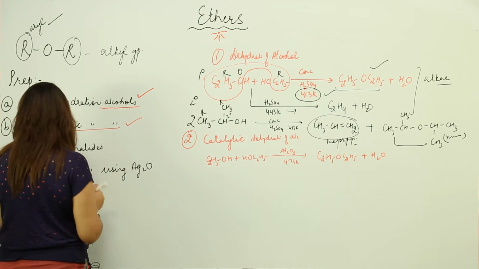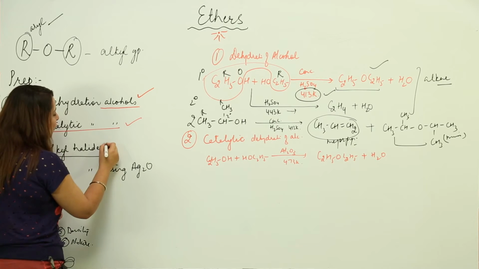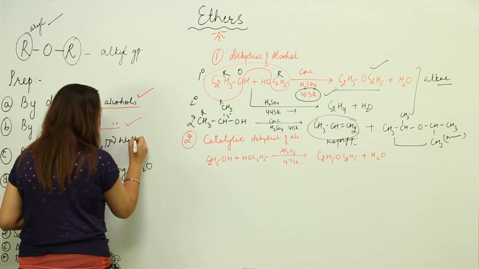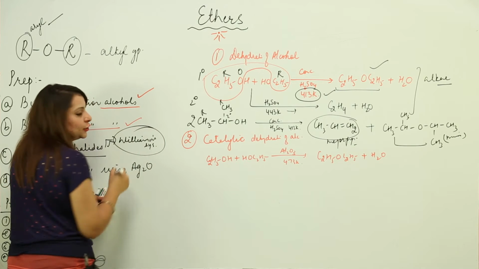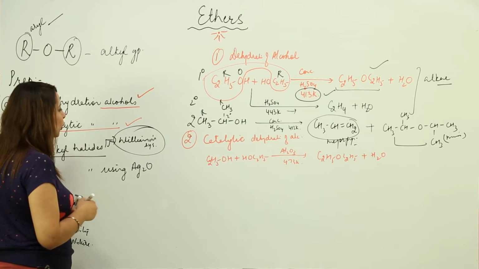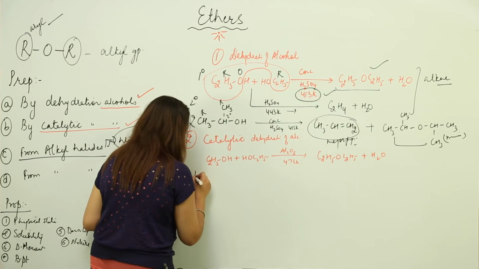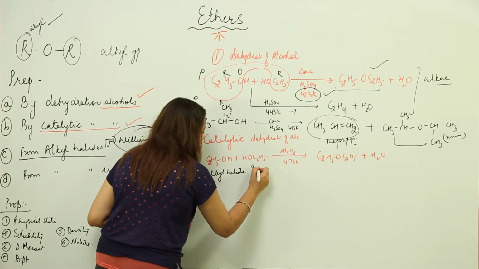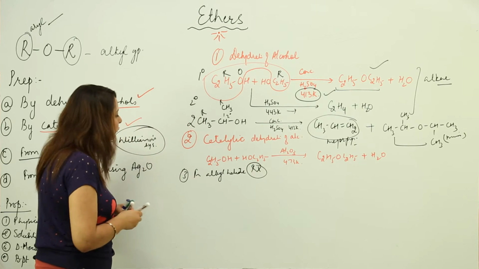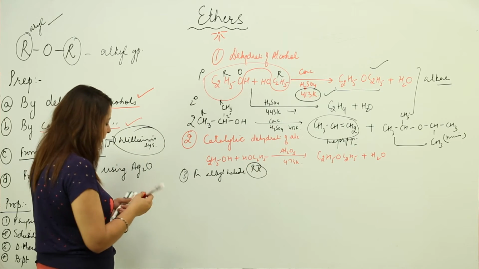Third, I can prepare it from alkyl halide, and there is a popular method called Williamson synthesis. Williamson synthesis is a name reaction which you may get in your paper. So the third method is from alkyl halide. You know that alkyl halide is particularly RX. So how am I going to do that?